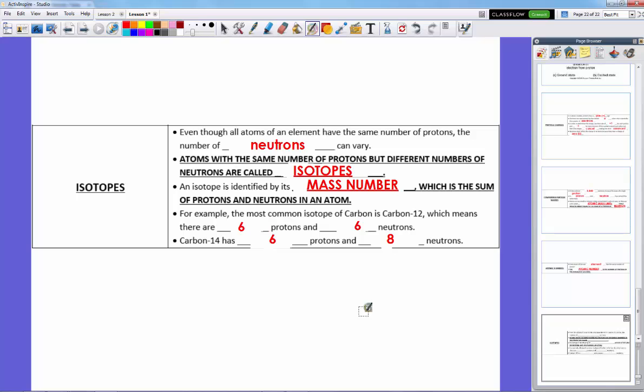To sum up this section, if you have extra neutrons, it's an isotope, and we identify isotopes based on their mass number, which is the total number of protons and neutrons. Remember, all you have to do to figure out the number of neutrons an isotope has is subtract the number of protons you know the element has from that total, which is the number after the dash, and you get the number of neutrons.